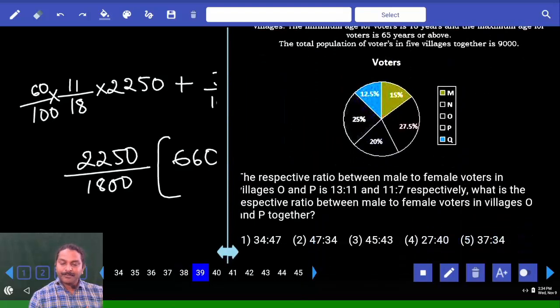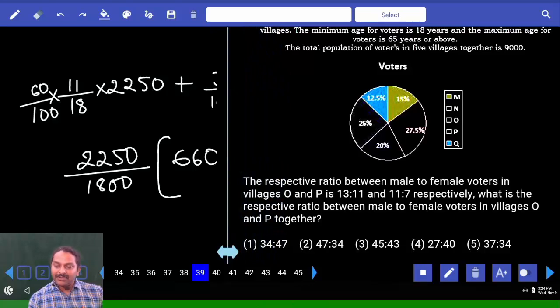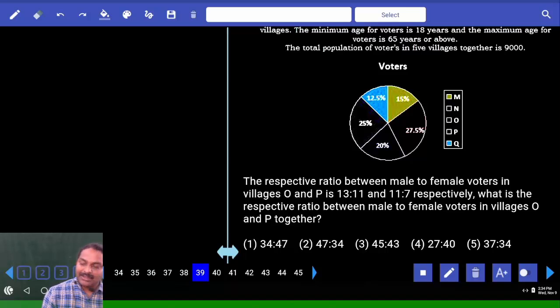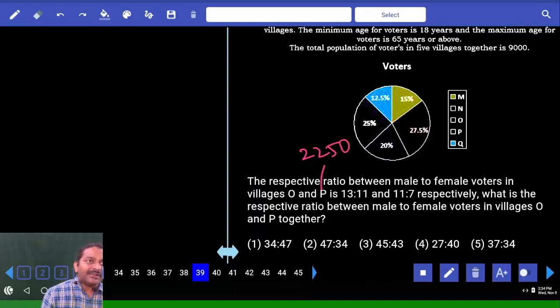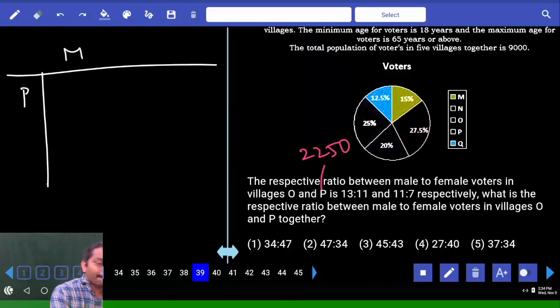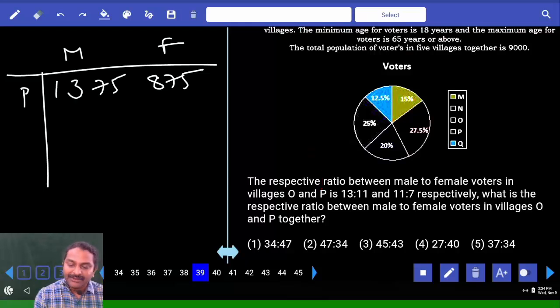Next, question 39. The respective ratio between male to female voters in villages O and P is 13:11 and 11:7. What is the respective ratio between male to female voters in village O and village P together? Okay. Now already you know that in village P, for the previous question we already calculated, they are 20 to 50. If you can remember, can you tell me how many male were there? Female 875. Do you all remember? It is 1375. Right.